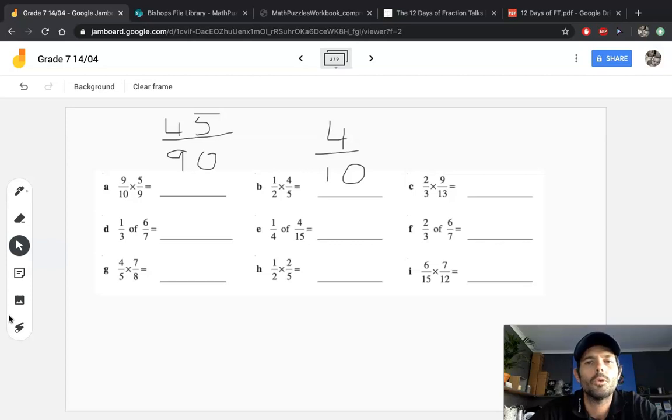2 goes into 4 twice and into 10 5 times, so the simplified fraction there is 2/5. And with C, 2 times 9 is 18, and 3 times 13 is 39. Both 18 and 39 are divisible by 3. So 3 goes into 18 6 times, and 3 goes into 39 13 times. So that would be your simplified fraction for 8 over 39.